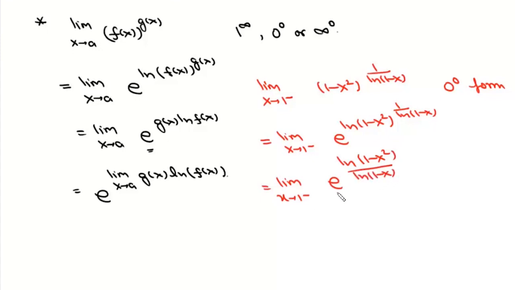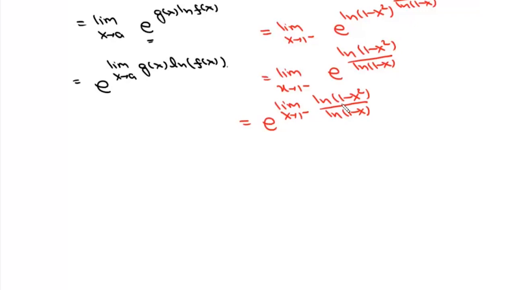Now since this exponential function is continuous, we can take this limit to the power of e, so it will be e to the power limit x tends to 1 negative log(1 minus x squared) upon log(1 minus x). Now we put x as 1, this is log 0, minus infinite, and here also it is log 0, minus infinite, so it is infinity upon infinity form, for which we can use L'Hopital's rule.